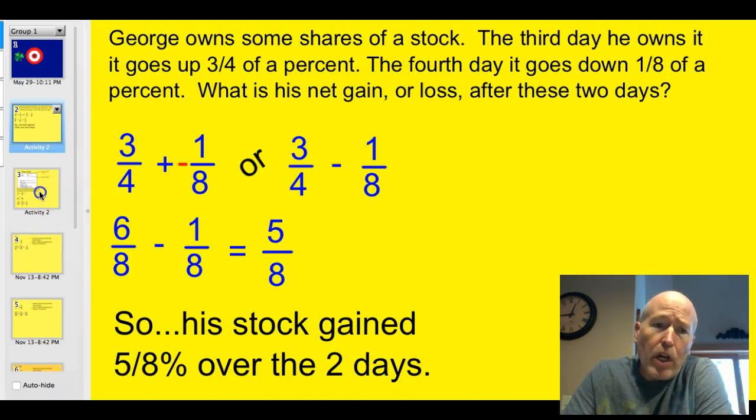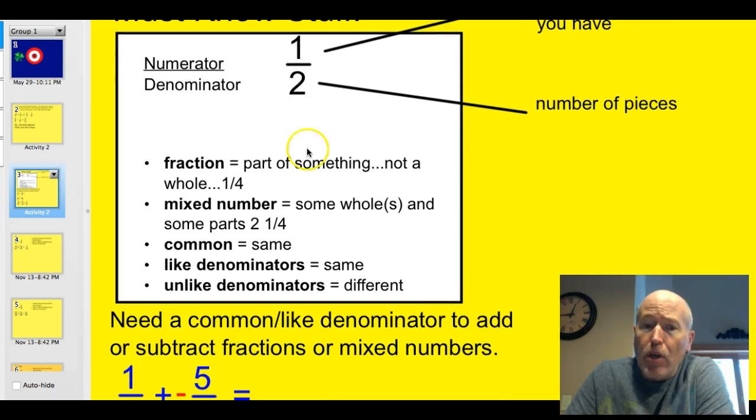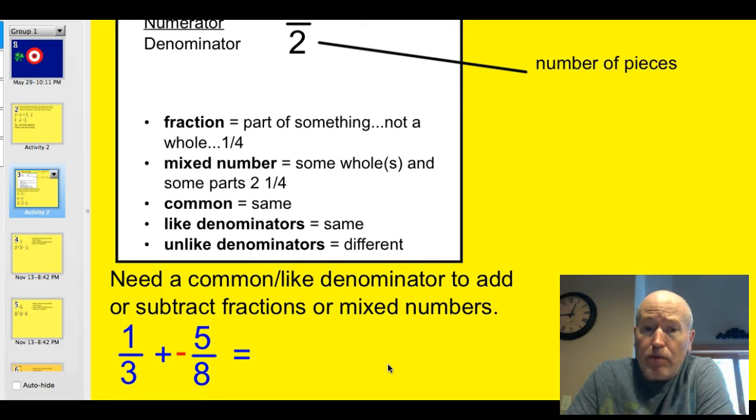Let's take a quick review of some of these words here, especially unlike denominators. That's the key here. Before, the denominators were like denominators. Now we're moving on to unlike denominators. So we need to make a common denominator to add or subtract those fractions or mixed numbers. And in this case, it'll be fractions.